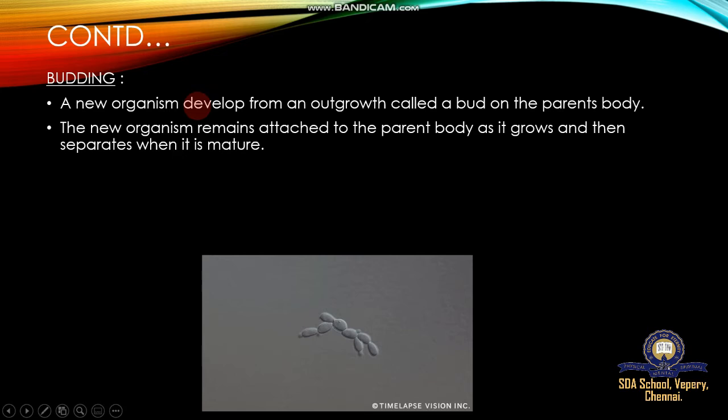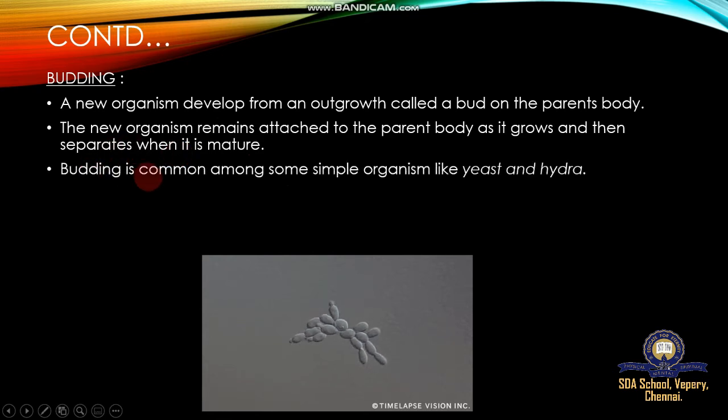So a new organism, a new daughter, develops through an outgrowth called a bud on the parent body, because this daughter develops attached to the parent body. It grows and then separates when it is mature. Budding is common among some simple organisms like yeast and hydra. Other organisms also do it, but in our syllabus we have yeast and hydra.